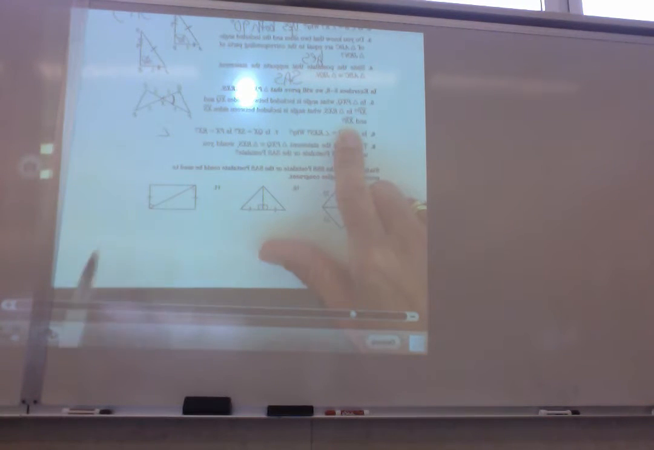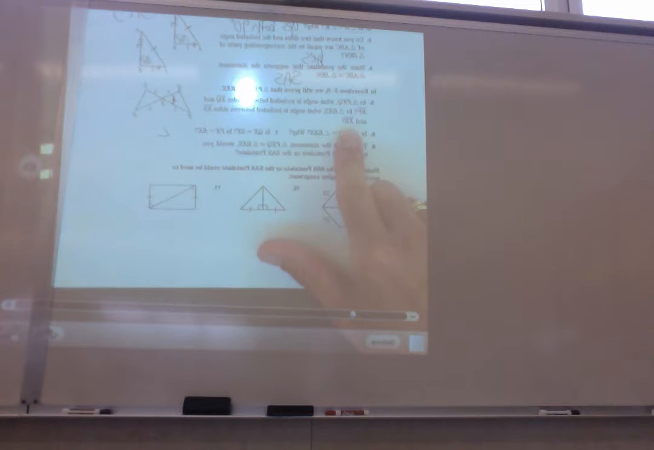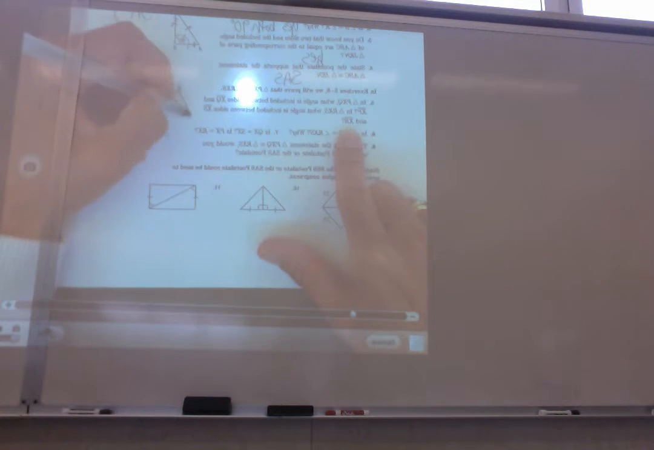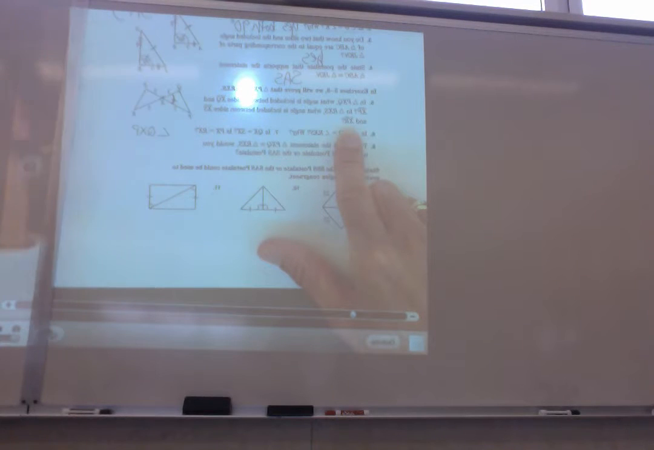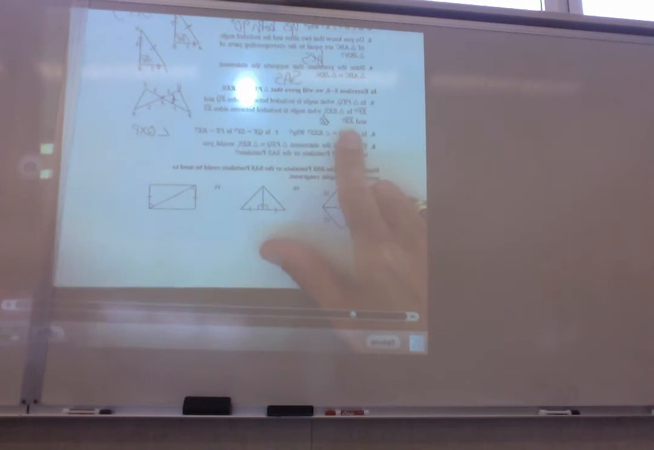We can't just call it X because this one has two sides. So how do we name this angle? I need three letters. QXP. Thank you. You pick the letters on the ray and you make sure the X is in the middle. Angle, I don't need to put it over there.